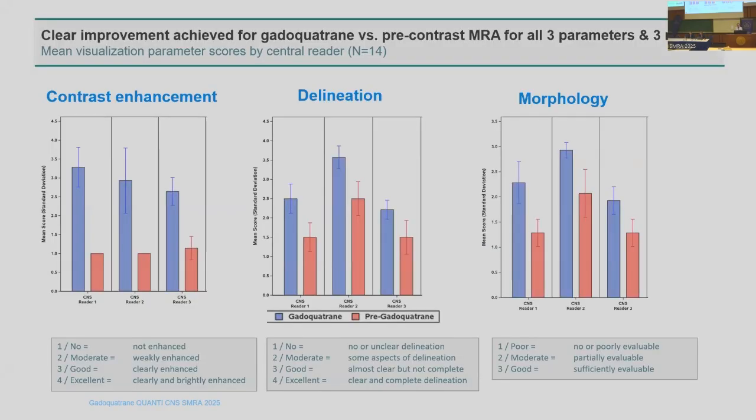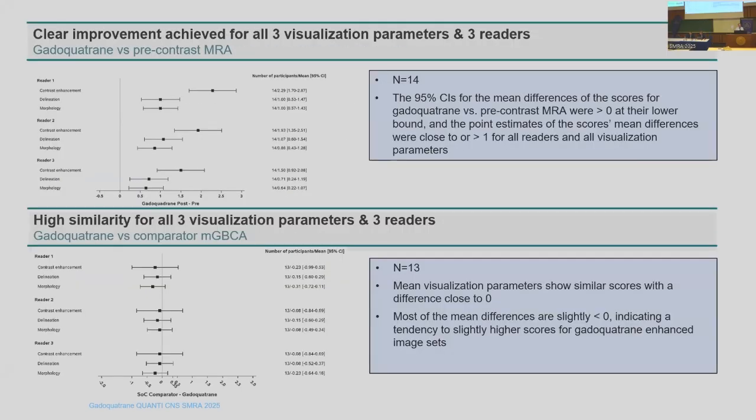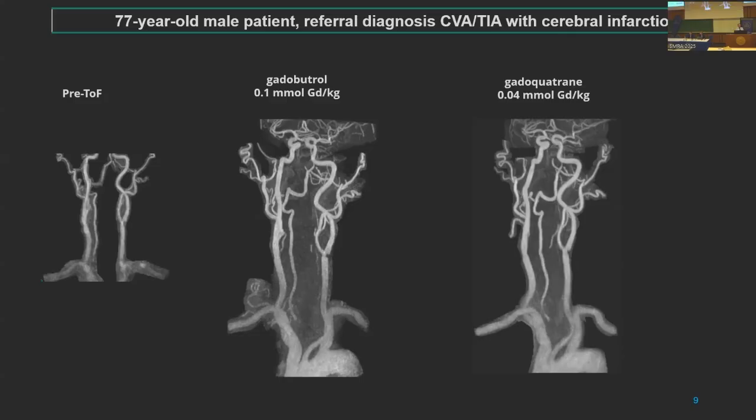We looked at pre-contrast images compared to post-contrast as part of the FDA approval process. They demand pre-contrast studies to show that. So obviously we show that with adding contrast, we get better visualization. There was clear improvement achieved for all the visualization parameters for the readers. It's not very exciting, but here are the images.